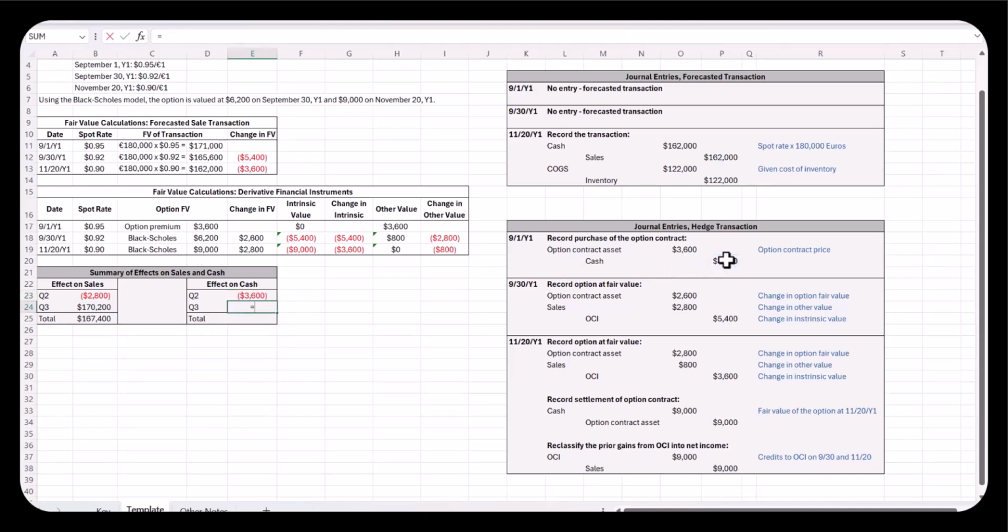That's the only thing that affects cash. Now in Q3, we receive cash from the customer in an amount translated at $162,000, and we also receive $9,000 of cash on the settlement of the contract. If we sum those two together, lo and behold, we end up having an overall effect of $167,400 on both sales and cash.